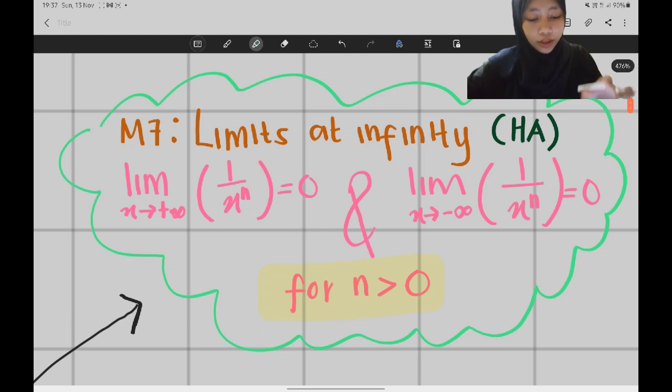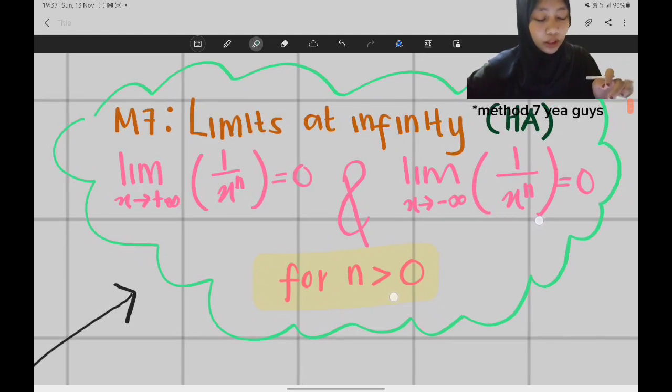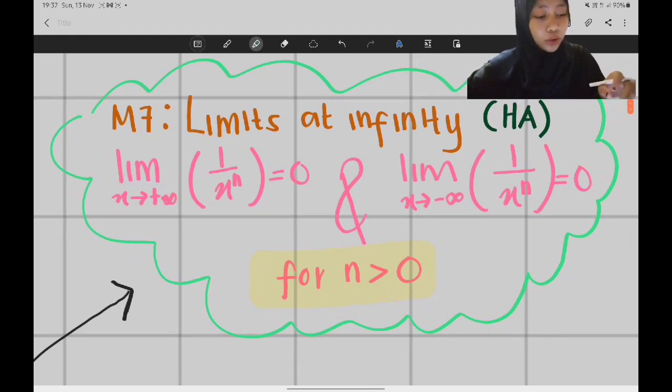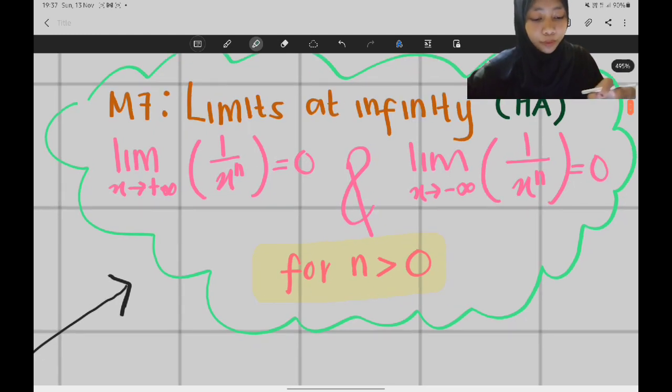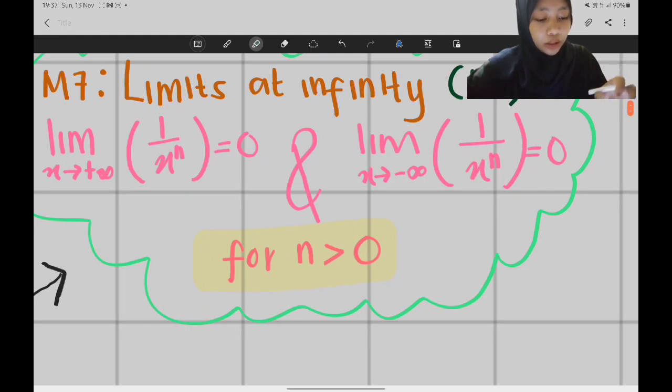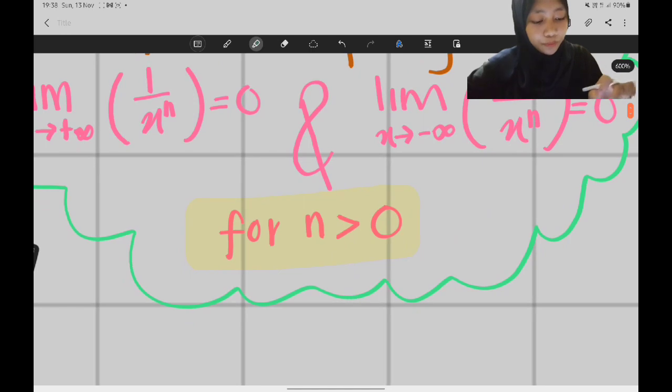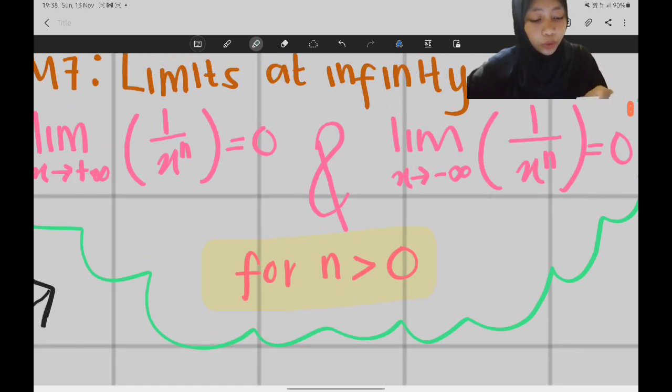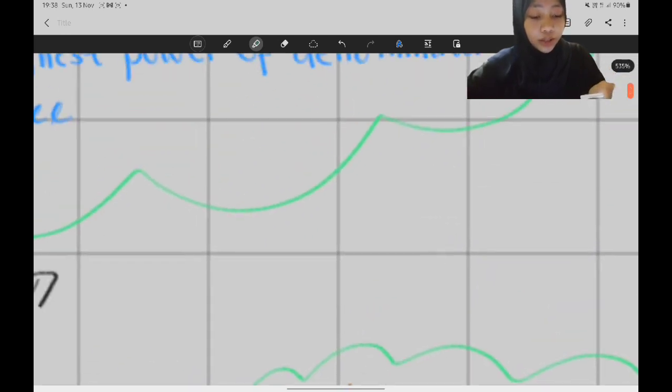Next, method 7, limits at infinity. It is used to find the horizontal asymptote. So the limit as x approaches positive infinity of 1 over x to the power of n equals 0. It is also the same for the limit as x approaches negative infinity, for n greater than 0.